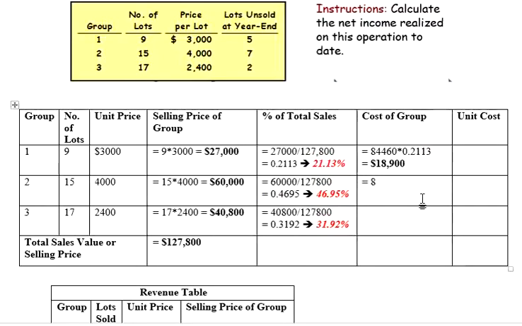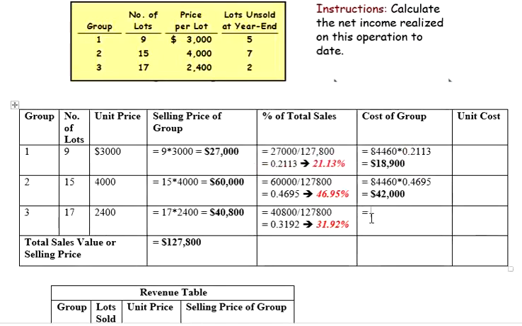Once again, our total cost remains the same, $84,460. And group number 2, as it's contributing 46.95%, I'm going to use that percentage relationship. So 84,460 multiplied by 46.95% will give me $42,000 cost. So that's the cost we have for group number 2. Group number 2 cost me $42,000, and I will sell it for $60,000.